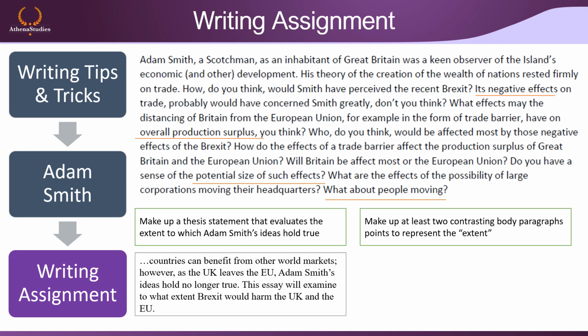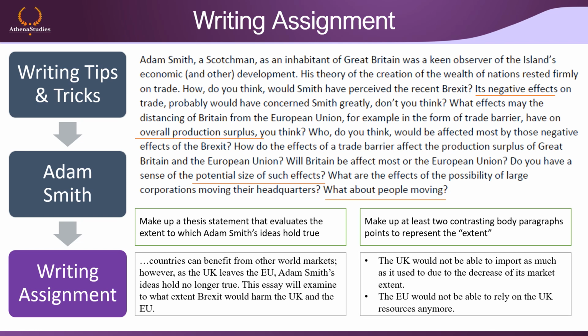So then you need to make up at least two contrasting body paragraphs that would represent this extent that we just talked about. Two examples may be: the UK would not be able to import as much as it used to due to the decrease of its market extent. And the other side would be that the EU would not be able to rely on UK resources anymore. So here the two contrasting body paragraphs are that one is from the side of the UK, the other from the side of the EU. And of course you would need to do some research and use some academic articles in order to make your paper valid and relevant for the prompt.